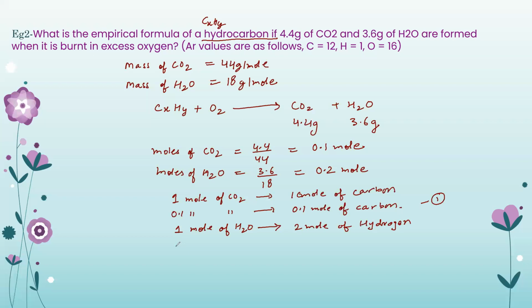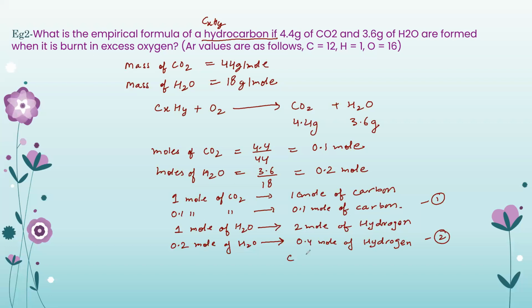Correct? We have 0.2 mole. So 0.2 mole of water will have how many hydrogens? 0.2 into 2, that would be 0.4. So 0.4 mole of hydrogen. This is the number 2. So we have 0.1 mole of carbon and 0.4 mole of hydrogen.